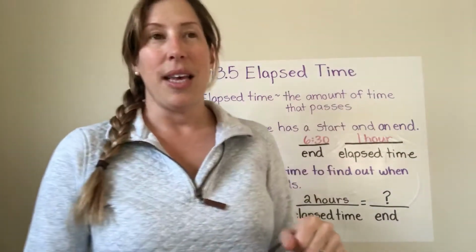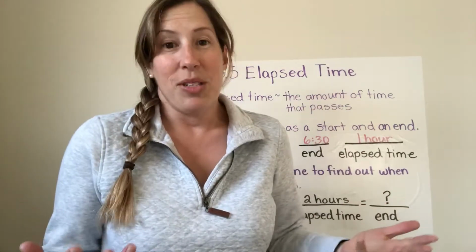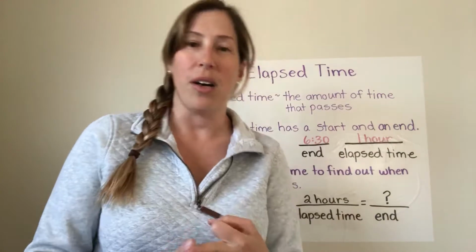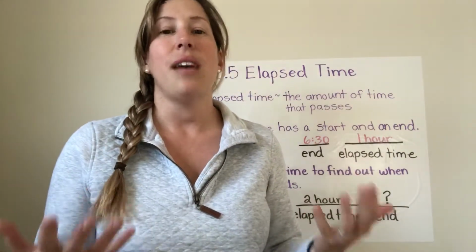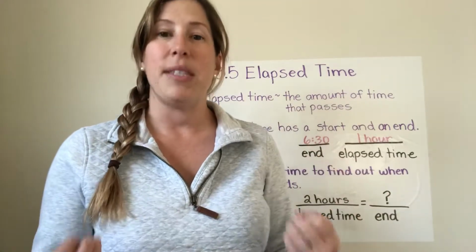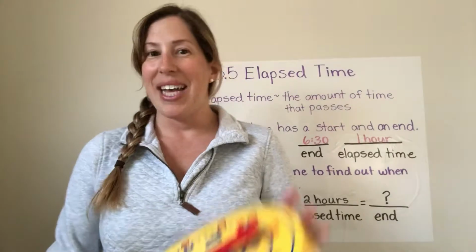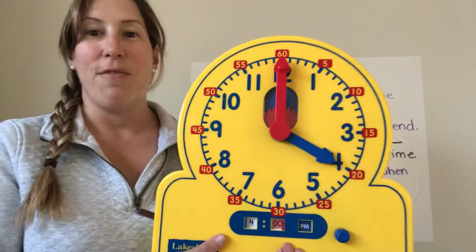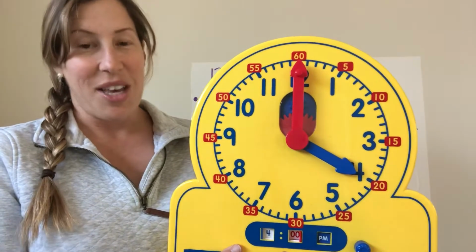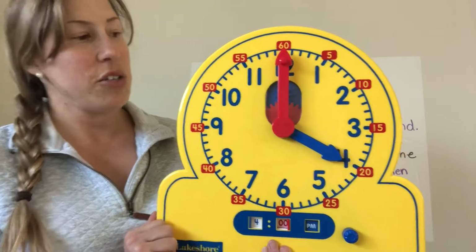So that means all those things you do throughout your day, day after day, they take time to do, whether you're brushing your teeth or setting the table or taking a dog for a walk. They're all activities that take time, and the amount of time that it takes to do them is the elapsed time. So for example, if Kennedy had a piano lesson that started at 4 o'clock and it ended at 5 o'clock, we would say that the elapsed time was 1 hour, and I'll show you.